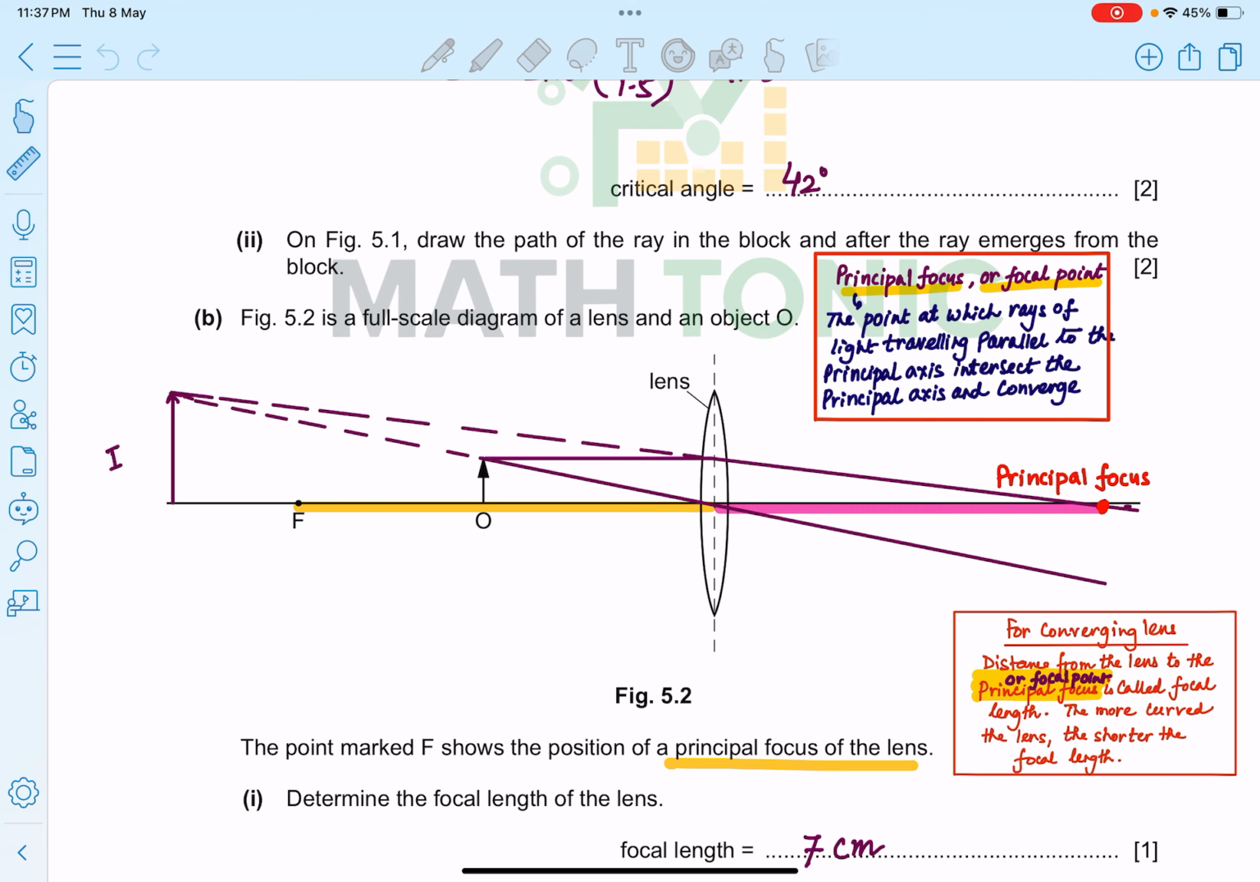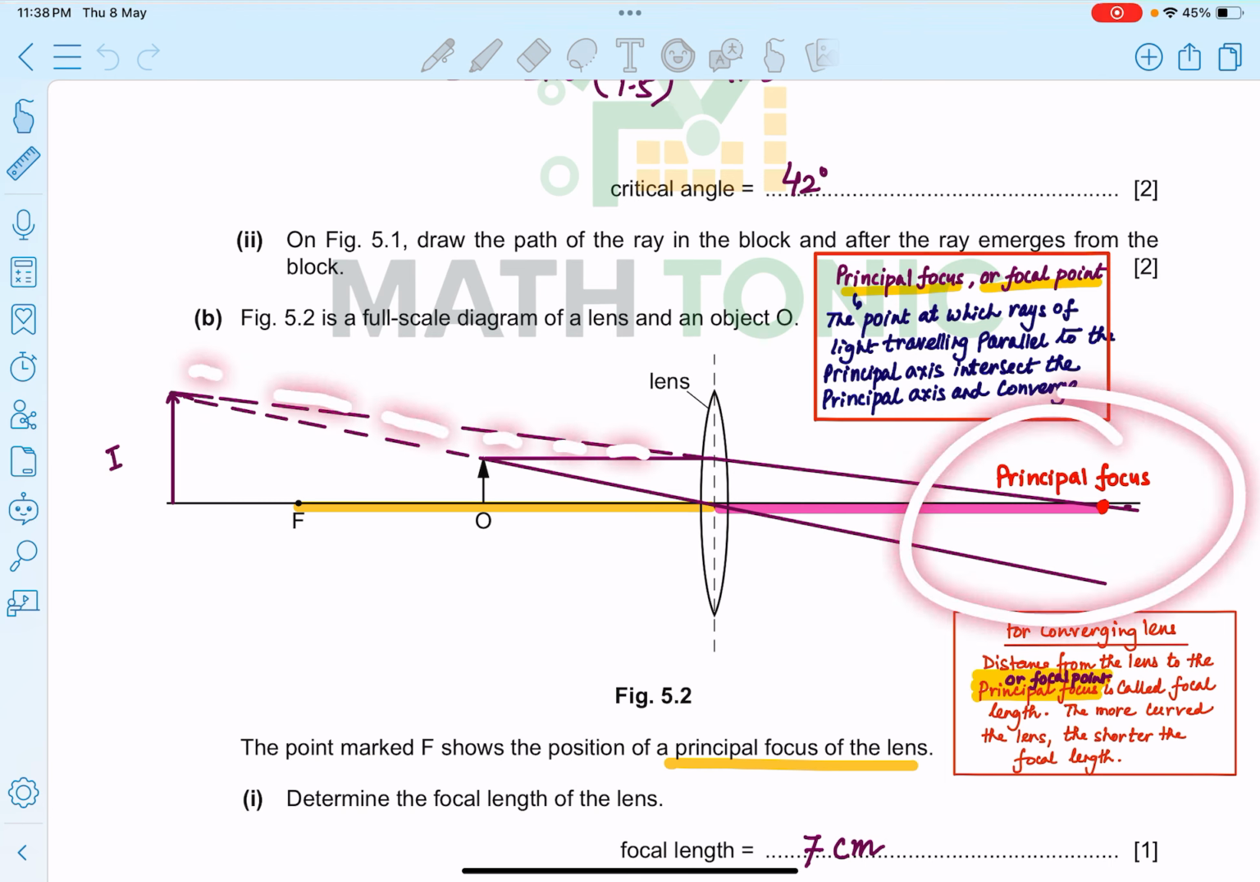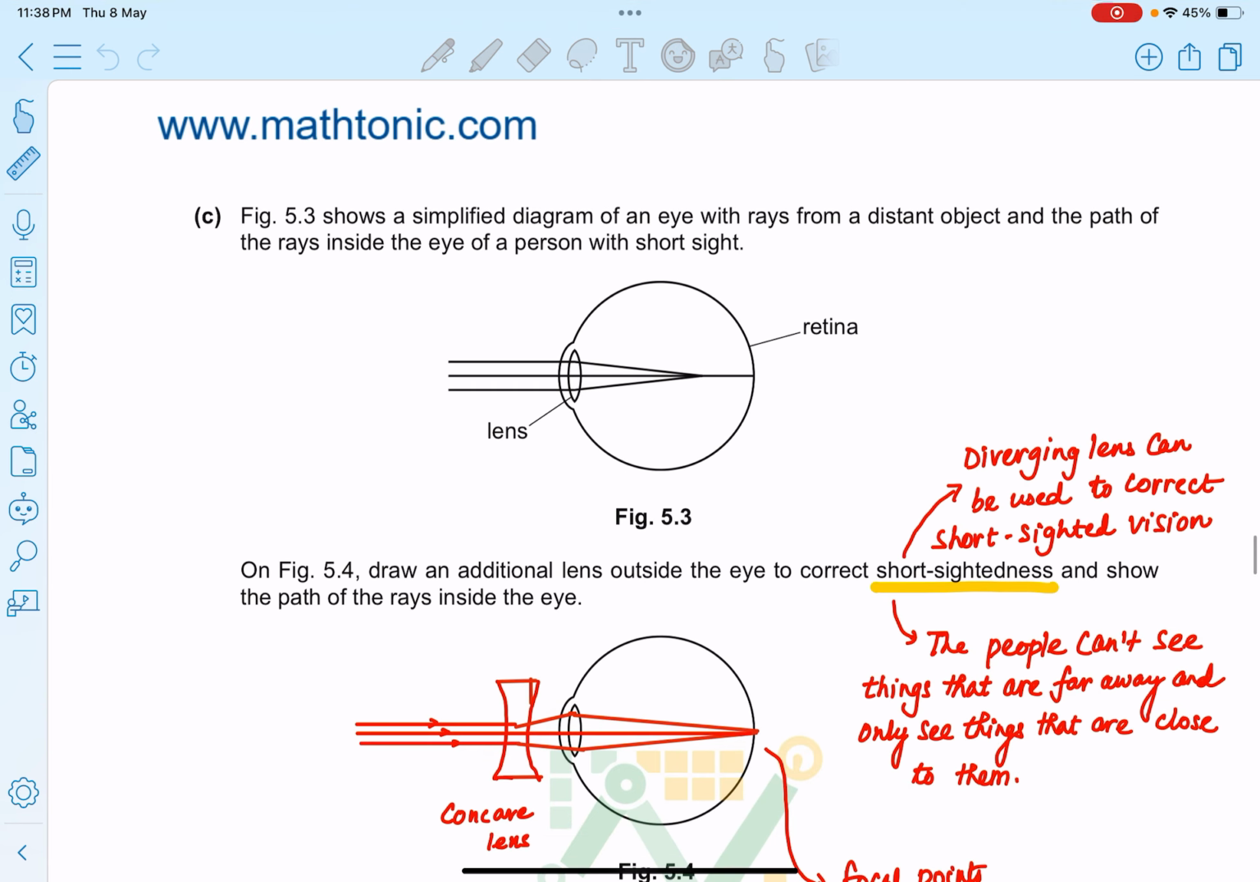Yes, the lines which are not parallel will be passing through the center of the lens, and definitely they are not meeting at this side. So if I try to draw the back side, they will meet at the back side of the lens, which is known as the image. I hope you understood this part.